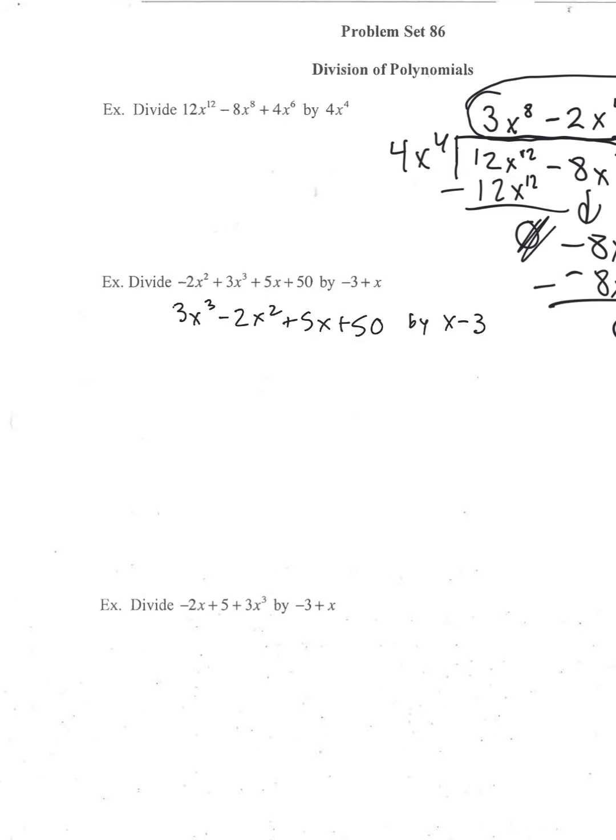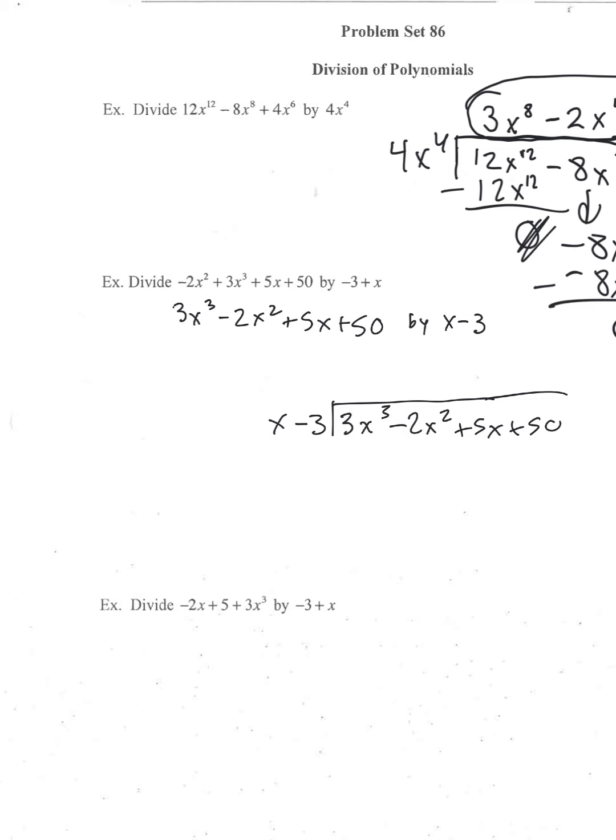Now I'm going to set it up just as I did the last one, putting the dividend inside the house. Put my x minus 3 on the outside. And then I'm going to take this term by term.